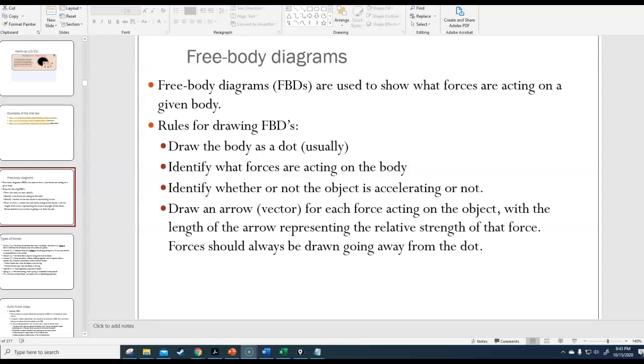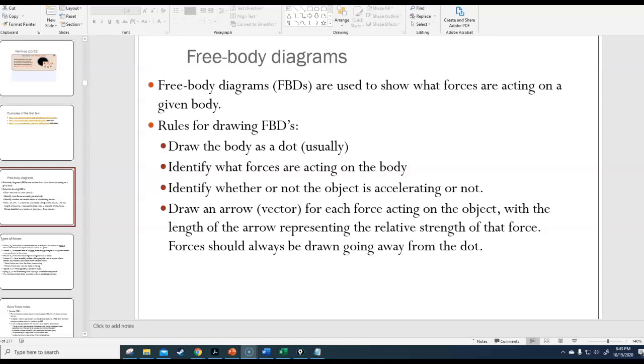Okay, step 1, you draw the object as a dot, just so you don't spend a lot of time making your picture all pretty. Step 2, you identify what force or forces are acting on the object based off of context clues. We'll talk more about that on the next slide. Step 3, you identify whether or not the object is accelerating, because whether or not it's accelerating depends on how you draw the free body diagram.